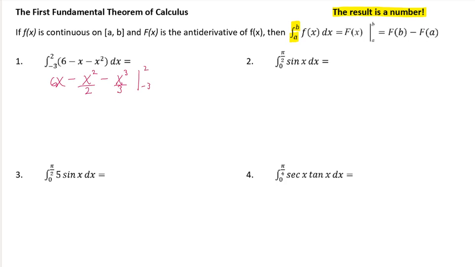So we're going to plug in 2 first. We're going to do 6 times 2 minus 2 squared over 2 minus 2 cubed over 3. And then we're going to subtract, and we're going to throw some parentheses in there again. We don't want to forget those. And we're going to plug in -3 for x: 6 times -3 minus (-3) squared over 2, and finally minus (-3) cubed over 3. All right.